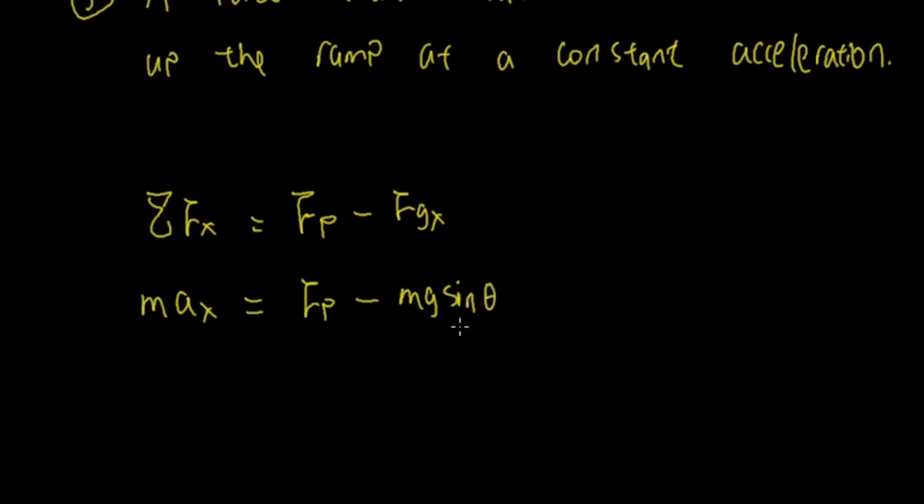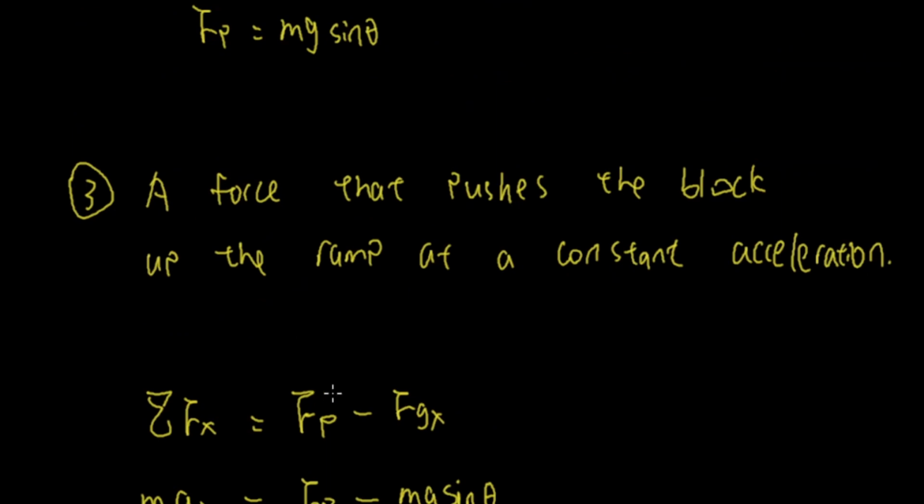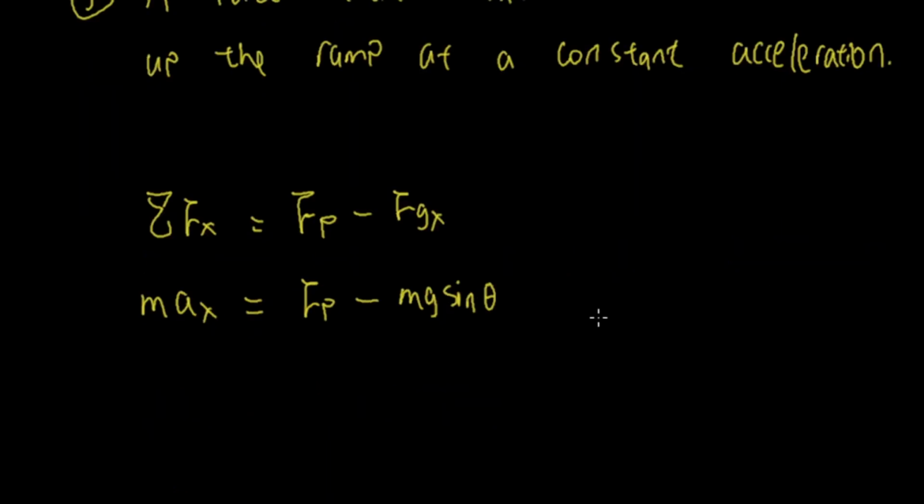Now, in this case, because the force is pushing the block up the ramp at a constant acceleration, that means acceleration in the x direction is not equal to 0 in this case. Then this is not equal to 0, right? So we're going to keep this. So what would the push force be equal to? Now we rearrange the equation, we have the push force equal to mass times acceleration in the x direction plus mg sine theta.